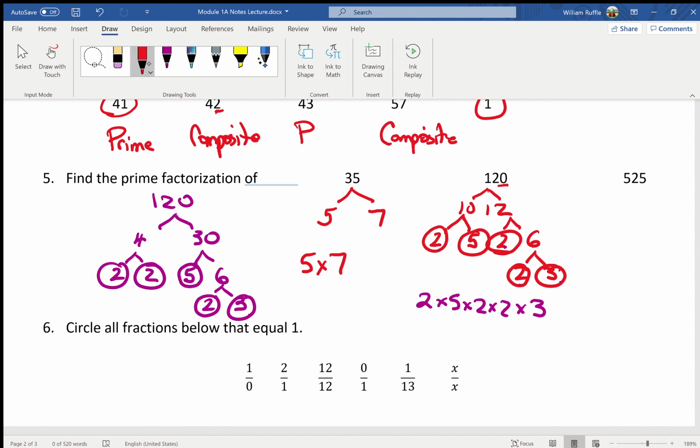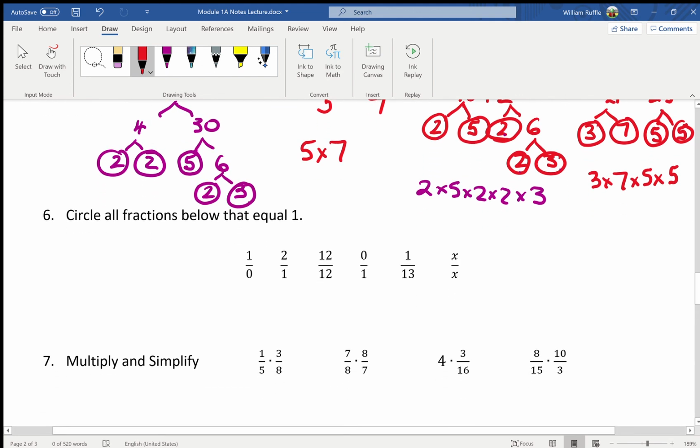Now 525. You want to look at the multiplication chart, and luckily enough, it is on there. It is actually 21 times 25. 21 is not prime because I can break this into 3 times 7. 3 and 7 are both prime. 25 is not prime. I can do 5 times 5, and 5 is prime. So this one will be 3 times 7 times 5 times 5. And there's your answer for that.